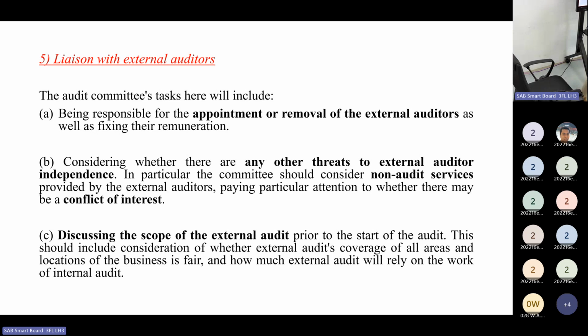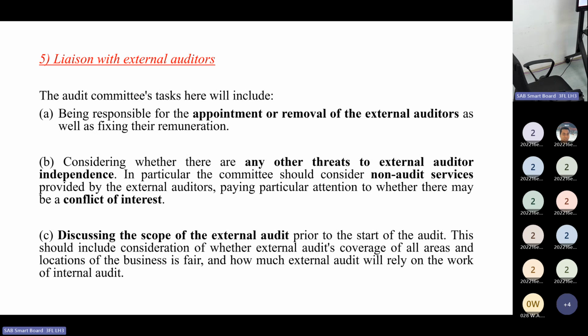Appointment and removal. Second one, consider whether there are any other threats to external audit independence. For example, in particular, the committee should consider non-audit services provided by external auditors, paying particular attention to whether there may be a conflict of interest. So when it comes to external auditor independence, they can't give non-audit services to the company. They compromise their independence.